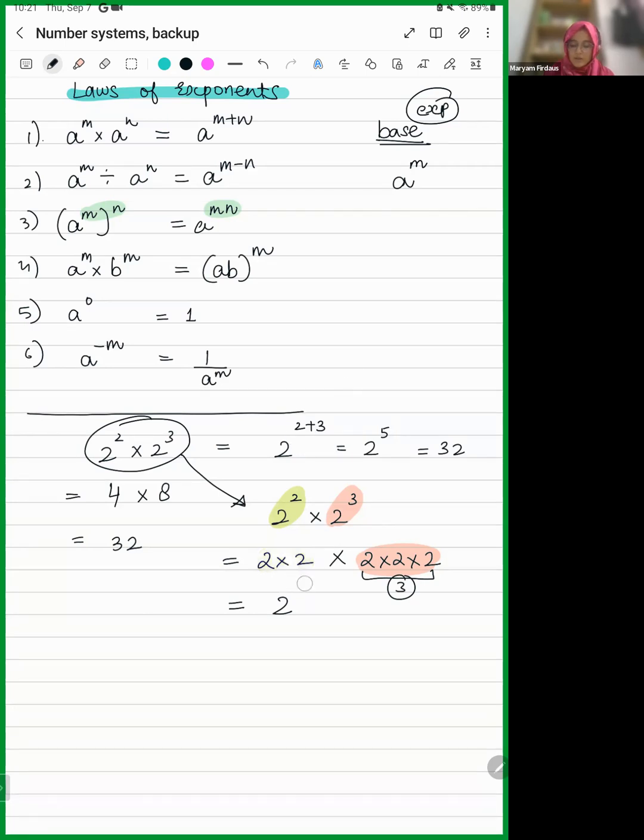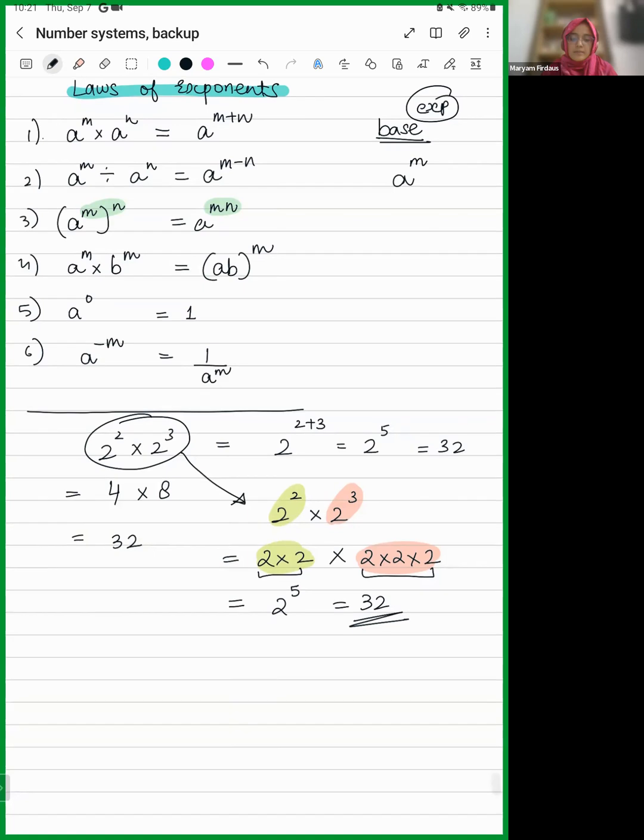So here we get 2 to the power 5, because this is 2 multiplied with itself 5 times, and that is how we get 32. So I hope it's clear to everyone. And the dividing thing is just the opposite of this, okay? Instead of multiplication, you have division.